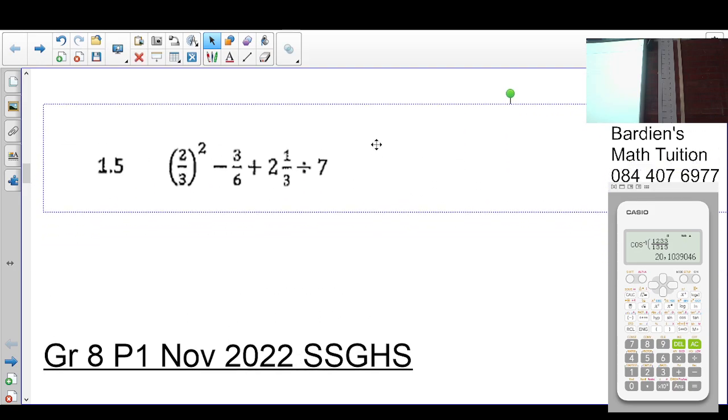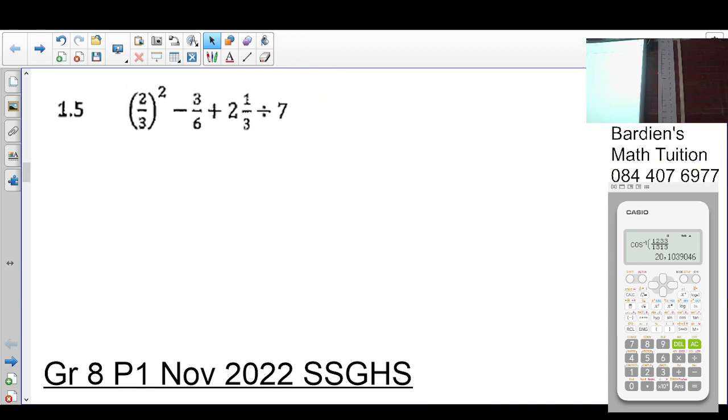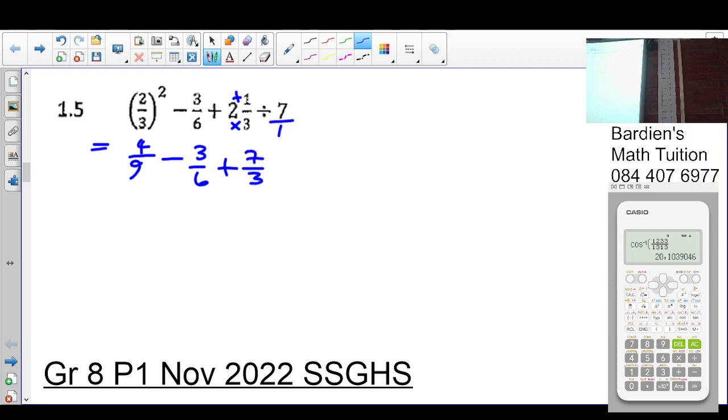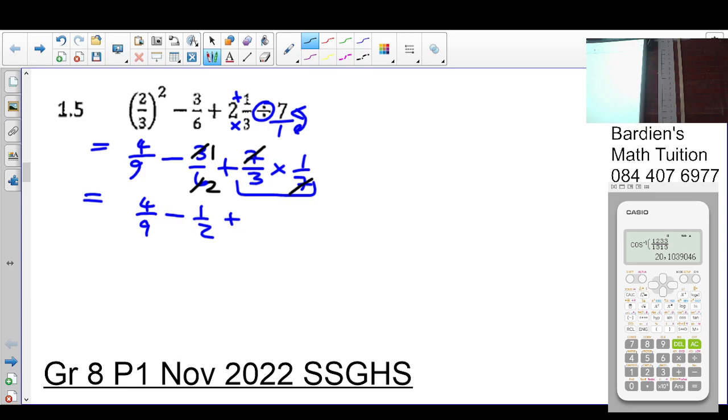Let's look at the next one, number 1.5. So you're going to apply the square first. So 2 squared is 4 over 3 squared is 9, minus 3 over 6, plus. Change to improper fraction. That's going to give us 7 over 3 must be multiplied by, the reciprocal times 1 over 7. So I'm going to sort that out first. And also I note here that 3 goes into 3 once, 3 goes into 6 twice. So it's 4 over 9 minus half plus. The 7s cancel, not so? So I'm left with 1 over 3.